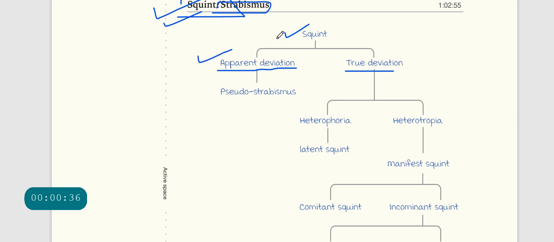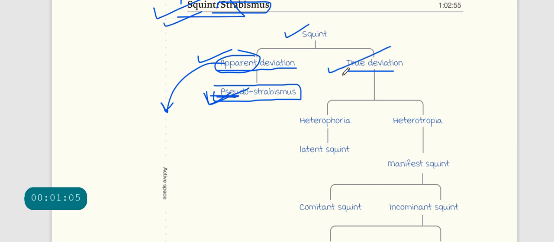So what is basically apparent deviation? It is a pseudo strabismus. Apparent, the name itself tells us, appears like a deviation. That's why we call it a pseudo one. The eye appears as if it is a squint, but it is not a true squint. Next, the true squint or true deviation, what is it?